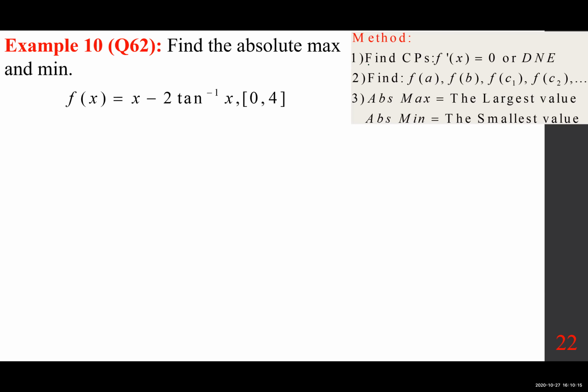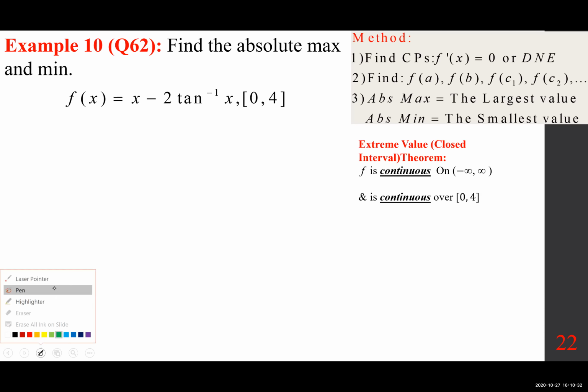We want to find the absolute max, okay? And we are going to go through the same process again. This is a continuous function from negative to positive infinity because this is a linear function. This is tan inverse, as you recall, tan inverse has a domain of all real numbers. So the domain is all real numbers.